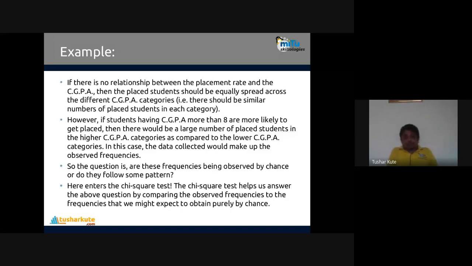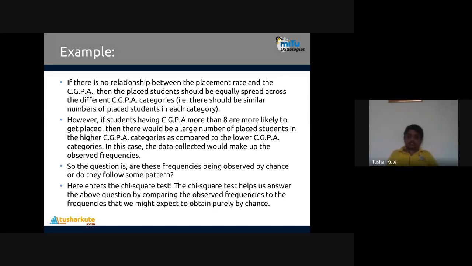Now, if there is no relationship between the placement rate and the CGPA, then the placed students should be equally spread across the different CGPA categories. If the same numbers are there in all, the spread will be the same, so there is no difference. Correct.